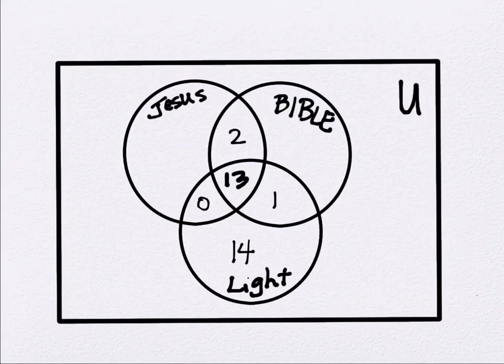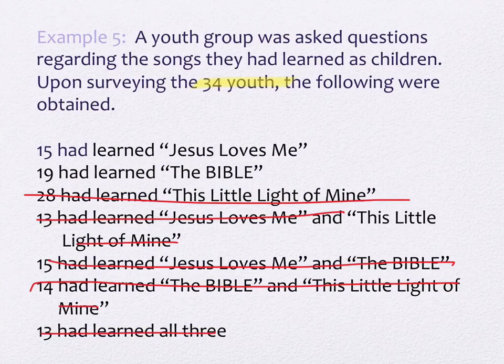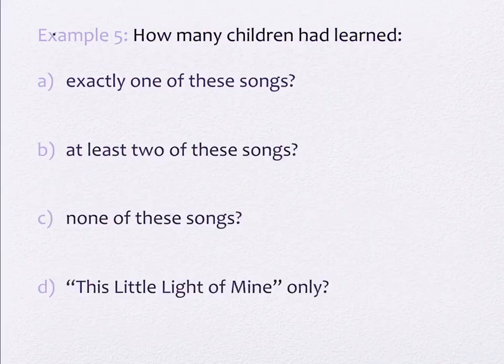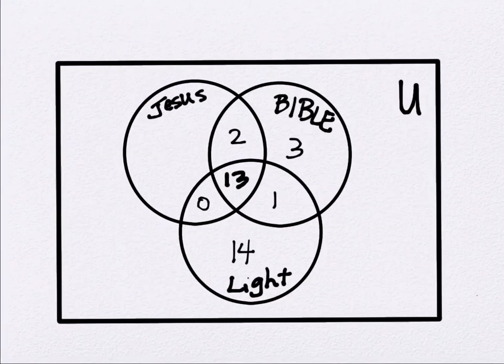The BIBLE is 19. So that's over here. How many are missing? 3. 3 are missing. Yep, for it to be 19. And the last one on our list is 15 for Jesus loves me. So it's another 0. Yeah.